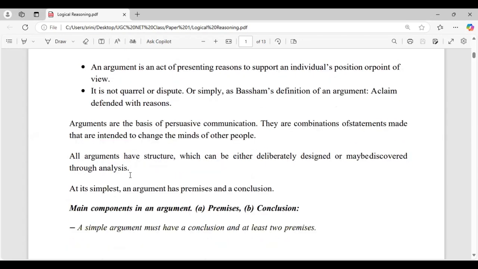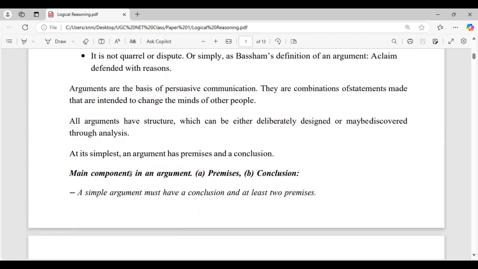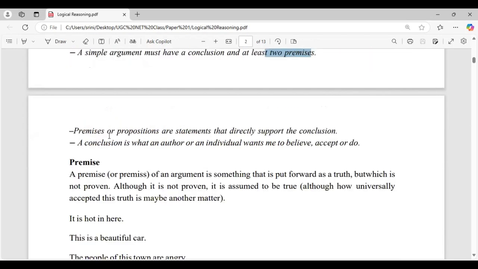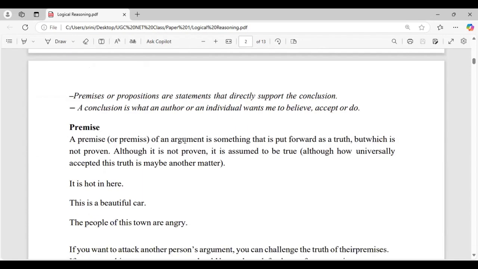Arguments are the basis of persuasive communication. They are combinations of statements intended to change the minds of other people. All arguments have structure, which can be either deliberately designed or discovered through analysis. At its simplest, an argument has premises and a conclusion. A simple argument must have a conclusion and at least two premises. Premises are propositions or statements that directly support the conclusion. A conclusion is what an author or an individual wants me to believe, accept, or do.